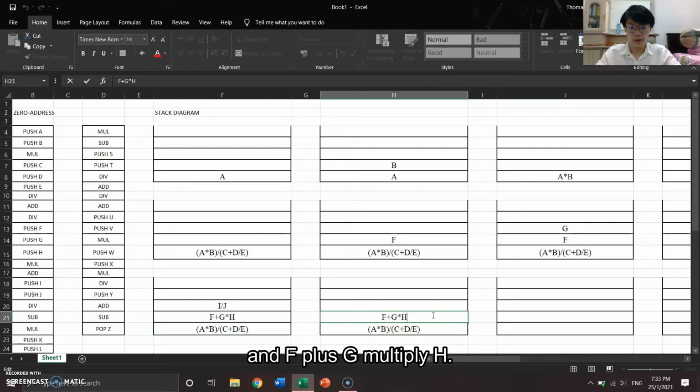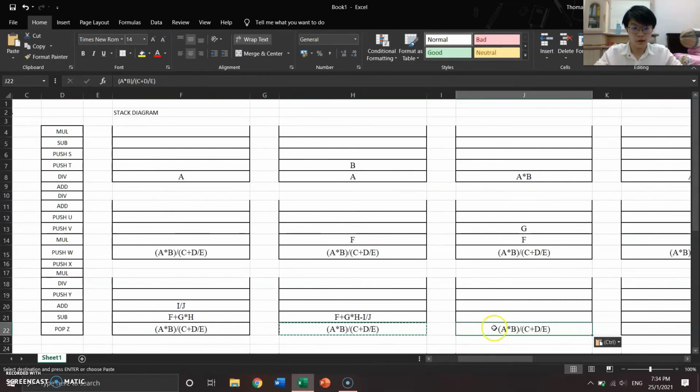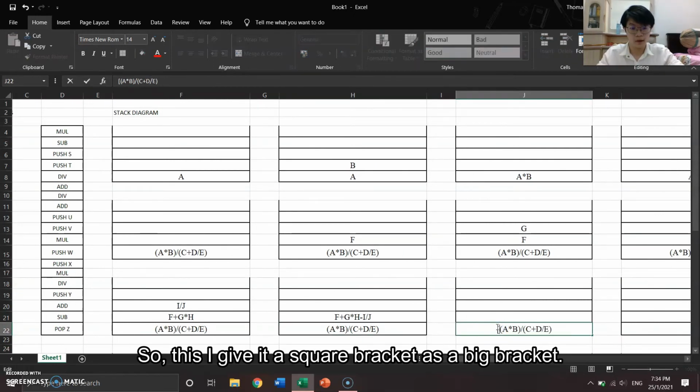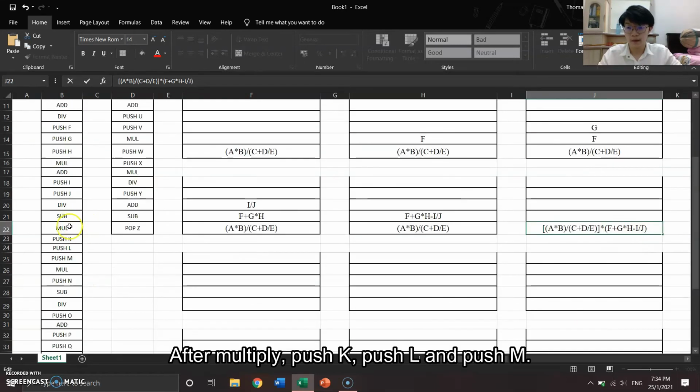And F plus G multiply H, subtraction, I divide J. After subtraction, multiply the first floor with the second floor. So this I give it a square bracket as a big bracket. Multiply. So here I give it a bracket. Okay, after multiply, push K, push L, and push M.